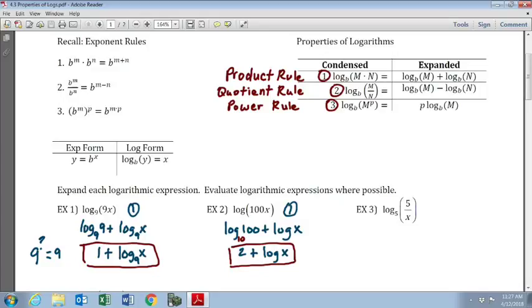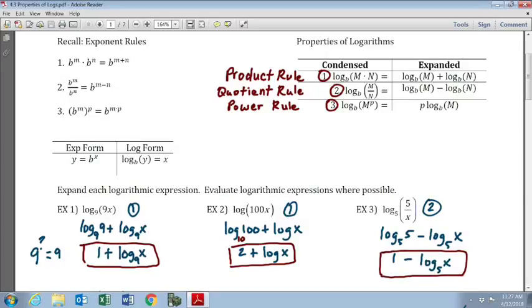Notice on example 3 we have the log of a quotient. So we're going to use the quotient rule, and we can write this as a subtraction of two logs: the log base 5 of 5 minus the log base 5 of x. Looking at the log base 5 of 5, we're looking for the exponent you put on a base of 5 to get 5. Well, 5 to the first power is 5, so this is 1 minus the log base 5 of x.